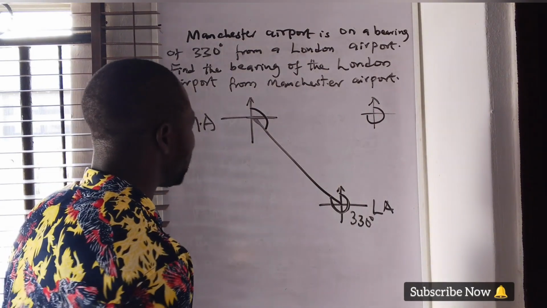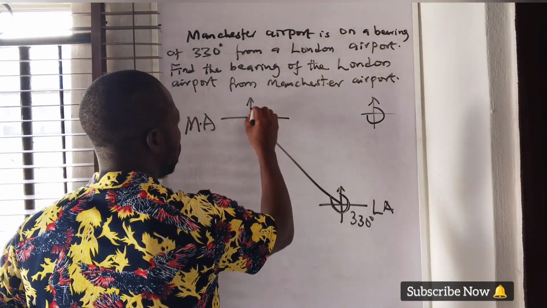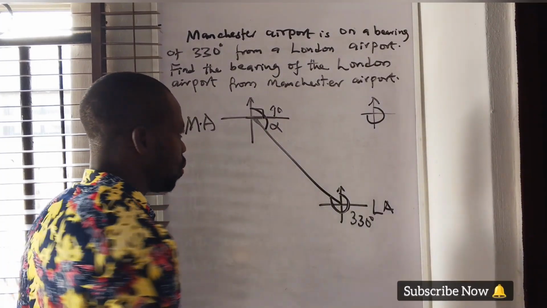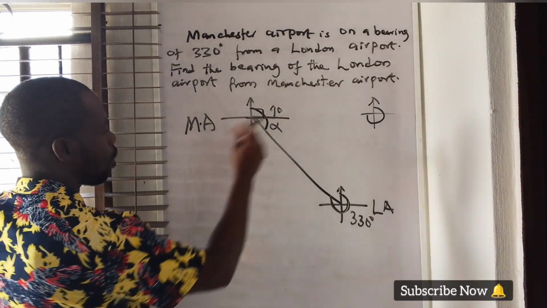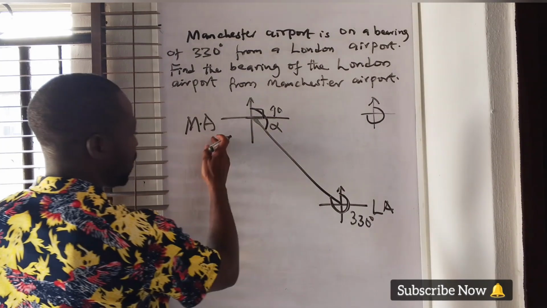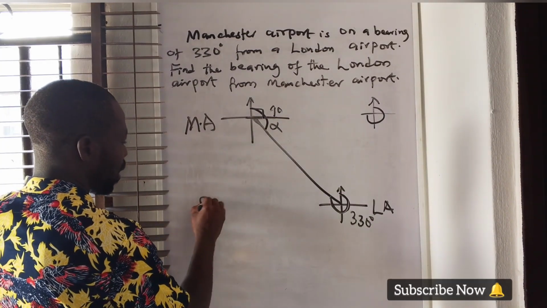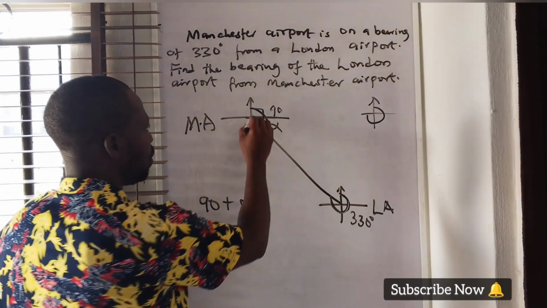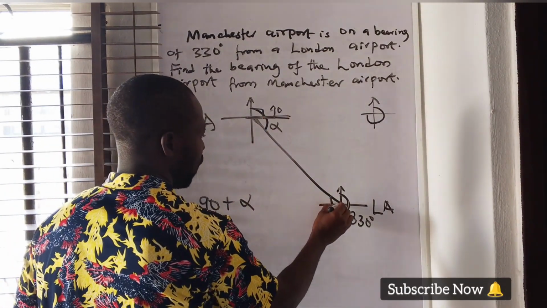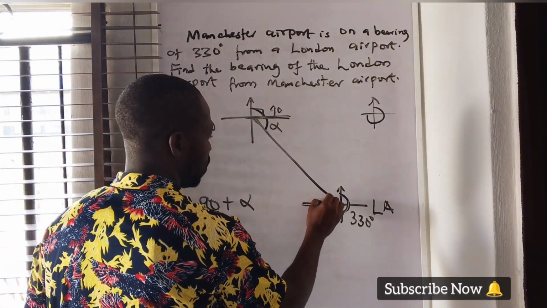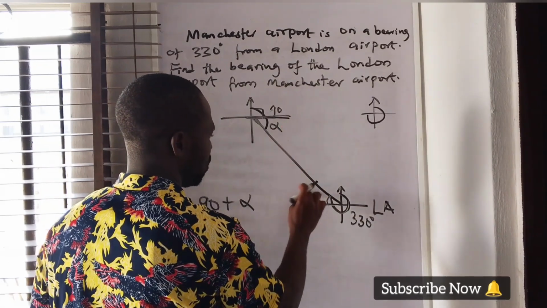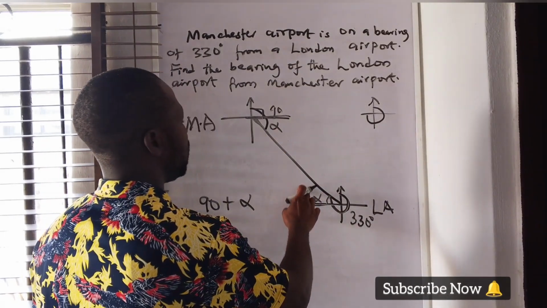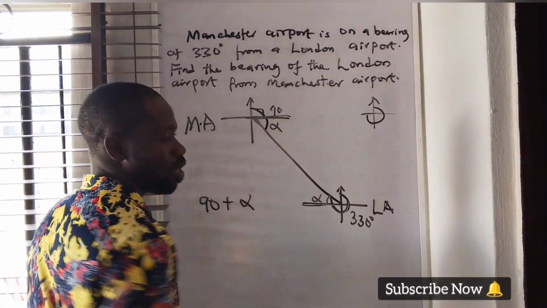And to get this bearing, we're going to do 90 degrees plus this angle alpha. So the bearing of London Airport from Manchester Airport is going to be 90 plus alpha. But how do we get our alpha? If you notice, this alpha is also what is alternate to this, alternate angle. So if you can get this angle, then we can just get this angle, which means that is alpha.